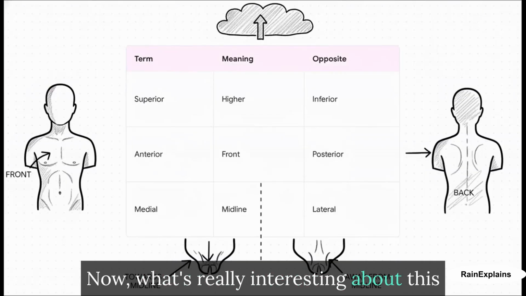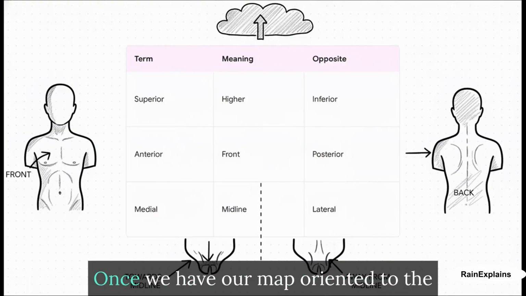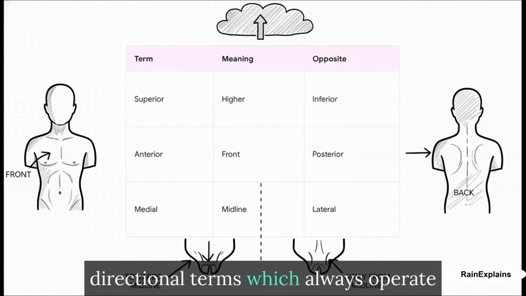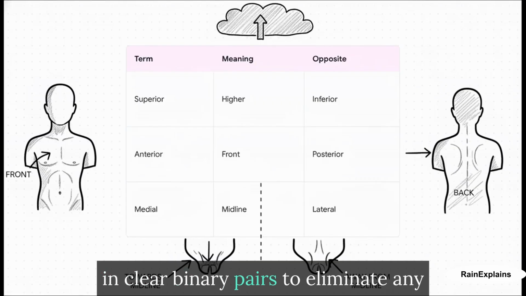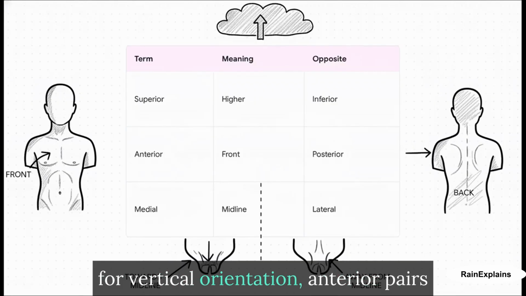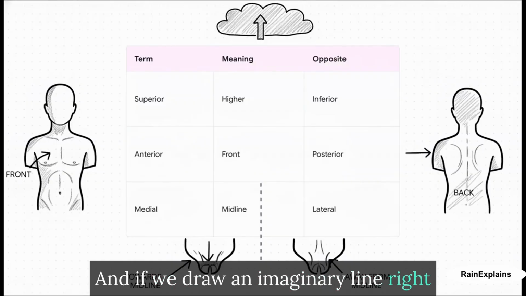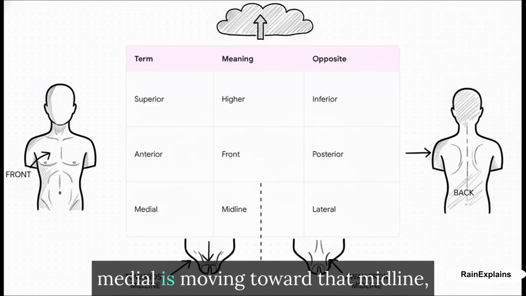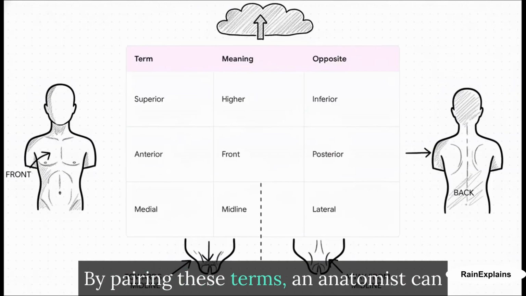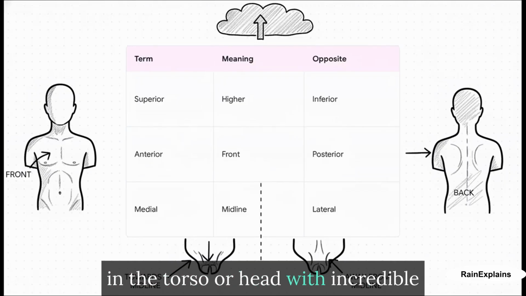Now, what's really interesting about this is how this standard anatomical language acts as an infallible compass. Once we have our map oriented to the anatomical position, we can use these directional terms, which always operate in clear binary pairs, to eliminate any confusion. Superior pairs with inferior for vertical orientation, anterior pairs with posterior for front and back. And if we draw an imaginary line right down the center of the body, anything medial is moving toward that midline, while lateral means moving away from it. By pairing these terms, an anatomist can pinpoint literally any organ or structure in the torso or head with incredible accuracy.